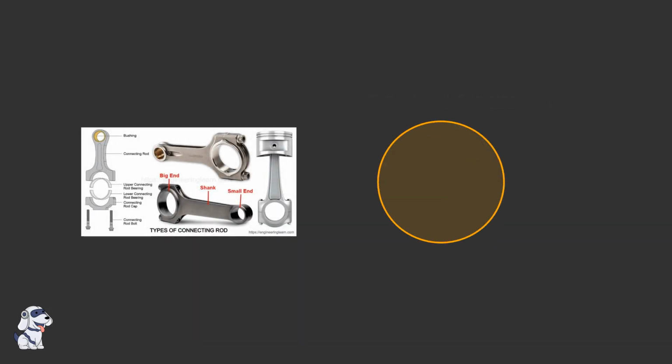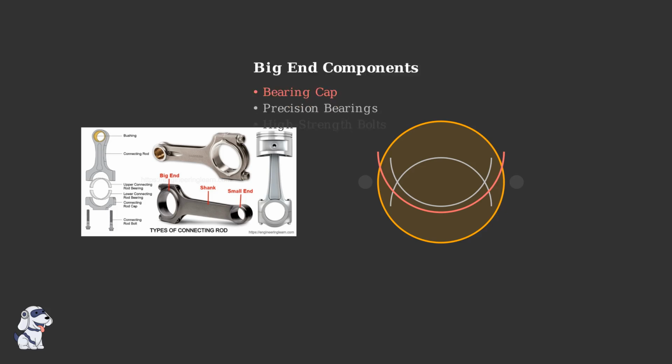The big end has a completely different design. It connects to the crankshaft and must handle much higher forces and rotational motion. This end uses precision bearings to reduce friction and ensure smooth operation. The big end consists of several precision components. The bearing cap is removable and held in place by high-strength bolts. Inside are bearing shells that provide a smooth, low-friction surface for the crankshaft to rotate against.